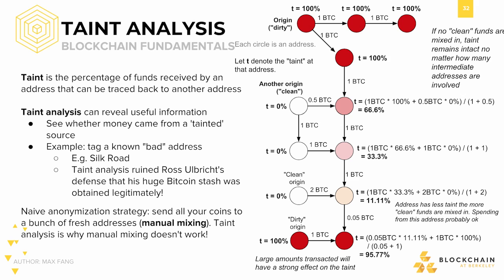100% taint, meaning that it has either been denoted as a dirty address or has received all its funds from dirty addresses. Any other address in the Bitcoin space will have a certain amount of taint depending on what proportion of its funds came from a dirty address. One might think they can circumvent getting caught by sending their tokens to a bunch of random addresses. However, by design of taint analysis, that won't work at all.